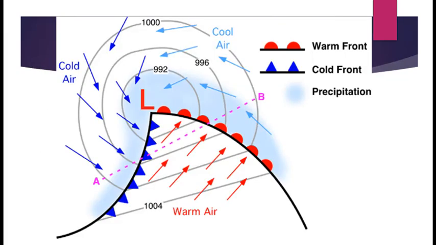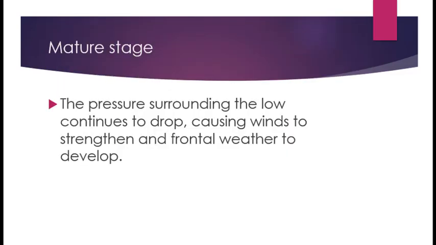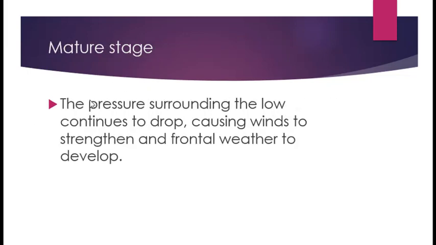Okay, so you have here warm air moving poleward and then cold air moving equatorward. So there is now the formation of cyclonic flow or counterclockwise flow of air. So take note, this is in the Northern Hemisphere. We have the counterclockwise circulation. Then at the mature stage, the pressure surrounding the low continues to drop, causing winds to strengthen. I already have mentioned this, that the lower the pressure, the faster will be the wind or the air, and frontal weather to develop.